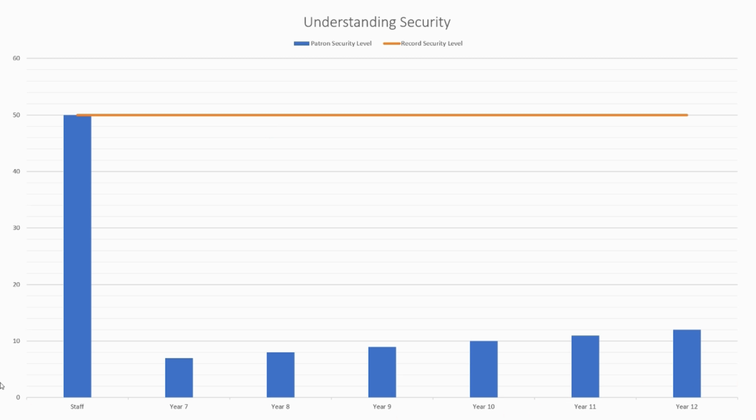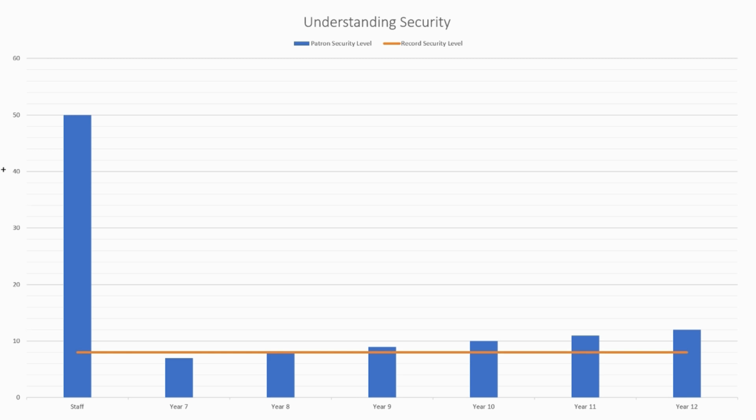If we were to update our record security to 8, allowing our year 8s to view this record, you notice that our record line has dropped down to a level of 8. This means that as our year 7s are below this number, they cannot view this record. Our year 8s are equal to this number, so they can view. Year 9, 10, 11 and 12, including staff, are all above the line, therefore they can view that record with no issues.